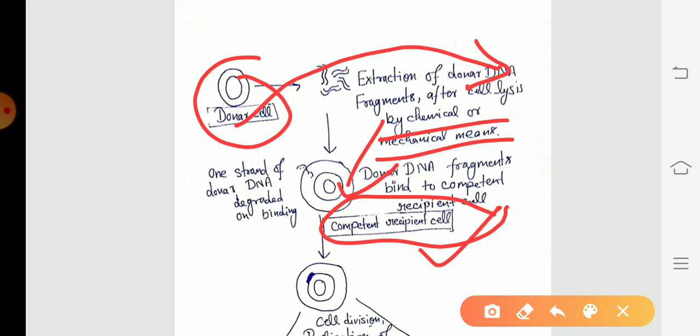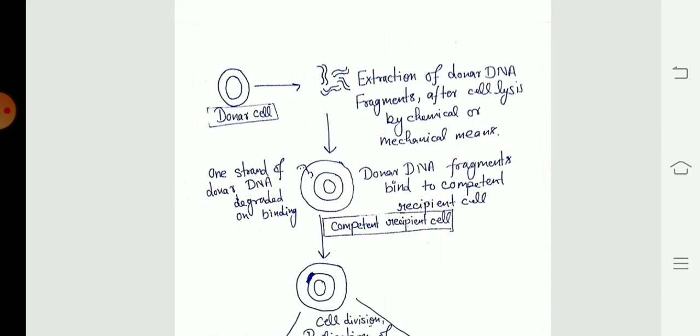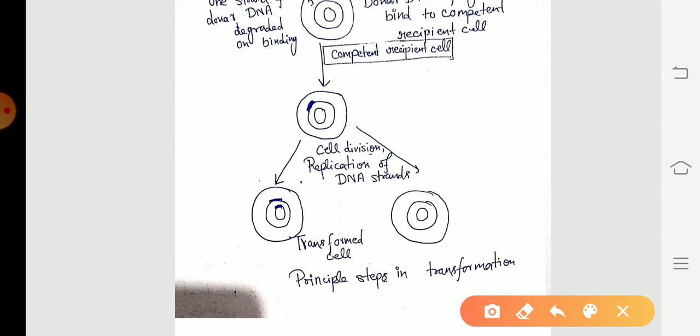When the DNA enters the recipient cell, it is integrated into the chromosomal DNA through homologous recombination. The bacteria may then replicate the sequence of interest in amounts suitable for further analysis and/or manipulation. In this way, finally, these are the transformed cells.